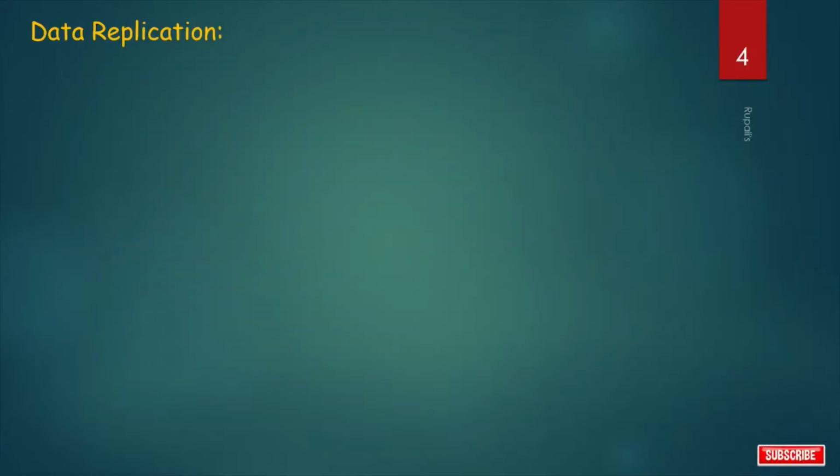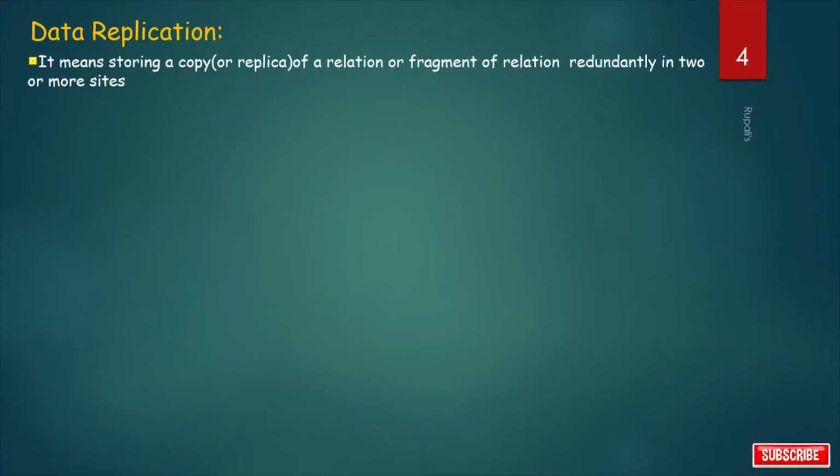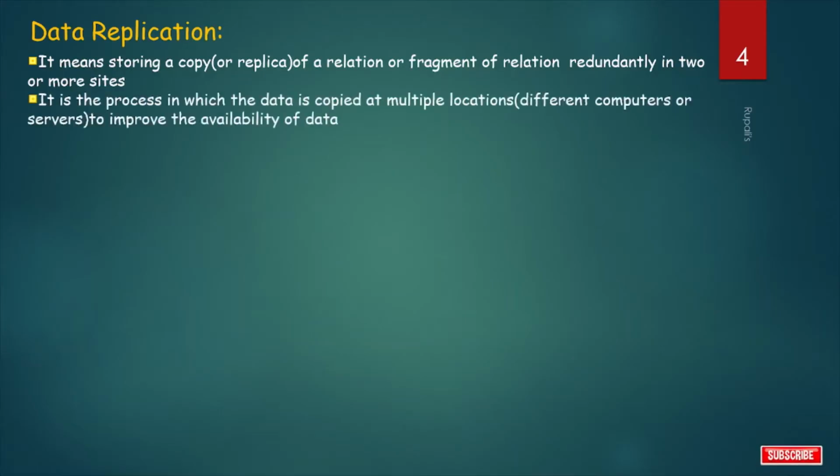What is data replication? First see, in case of distributed database, the whole database is fragmented and distributed in different sites. There may be multiple copies or replicas. So what is the definition? Data replication means storing a copy or replica of a relation or fragment of a relation redundantly in two or more sites. It is the process in which the data is copied at multiple locations, that is, different sites, different computers or servers. Why is this needed? Because it improves the availability of data.